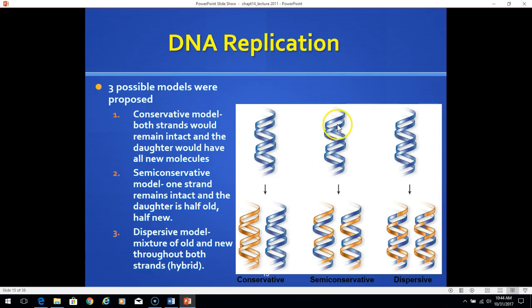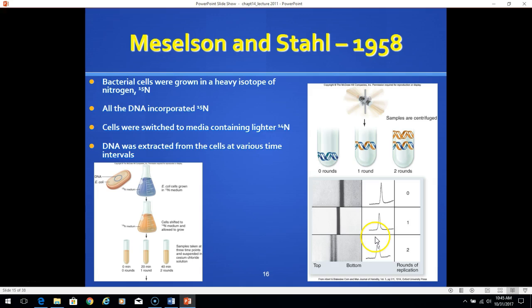The second one is what we call semi-conservative, which means that one of the strands becomes a template for the new, and the other strand becomes a template for another new. So both of the new DNAs have one copy of the old strand and a new strand. And then the other model was dispersive, which is just kind of a hodgepodge of old and new without any real reasoning behind it. And so the next set of experiments was to determine which of these three was correct.